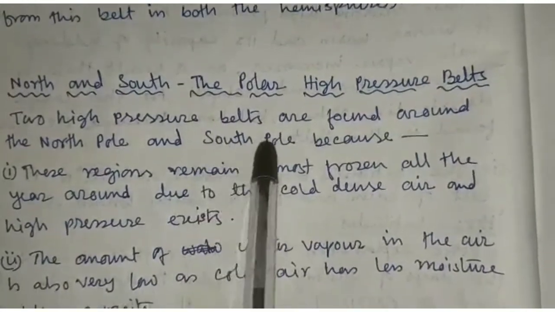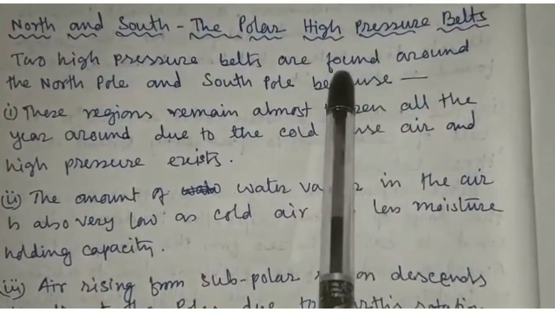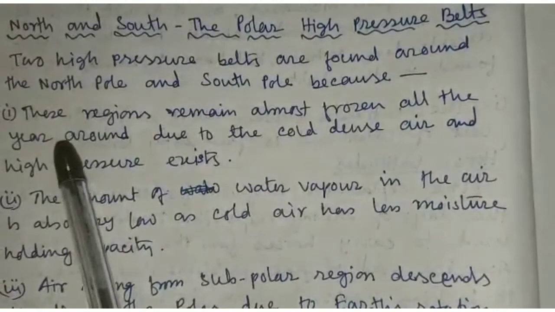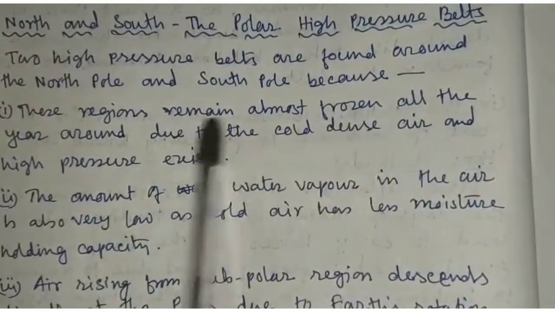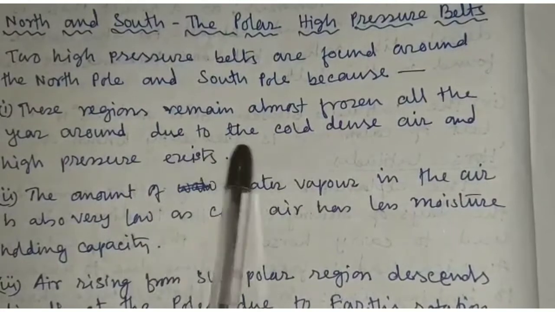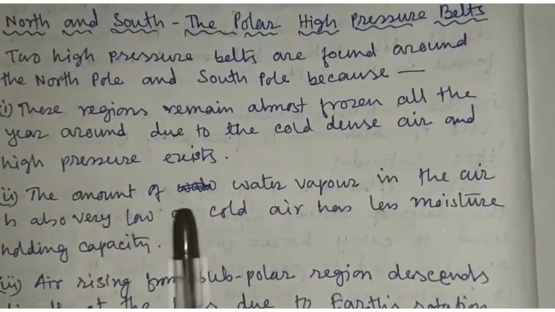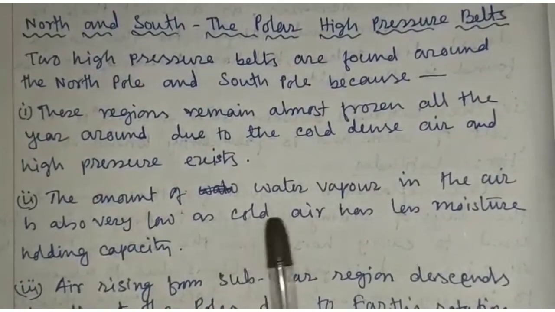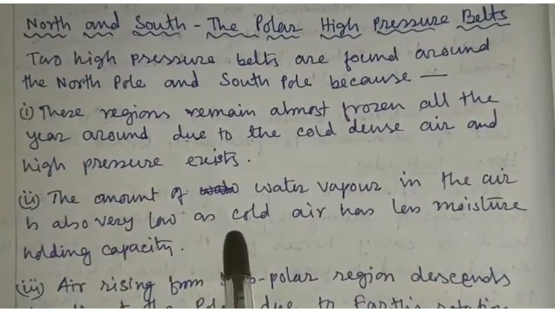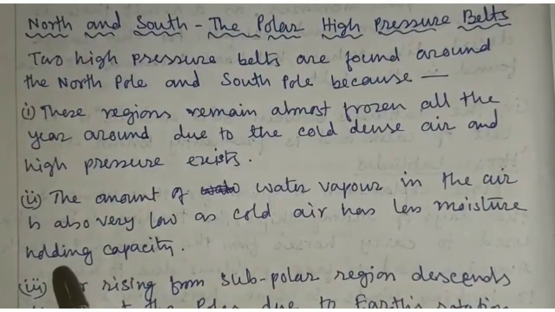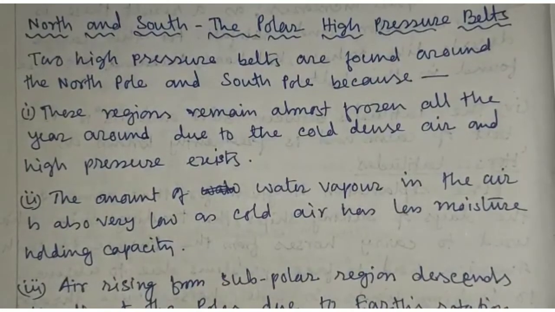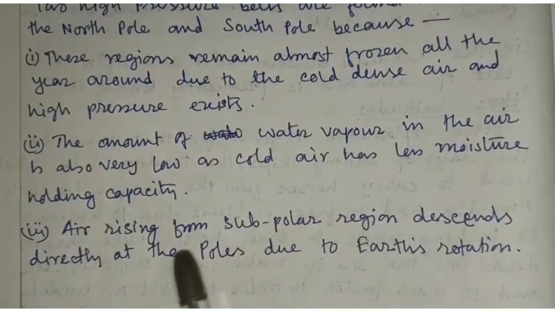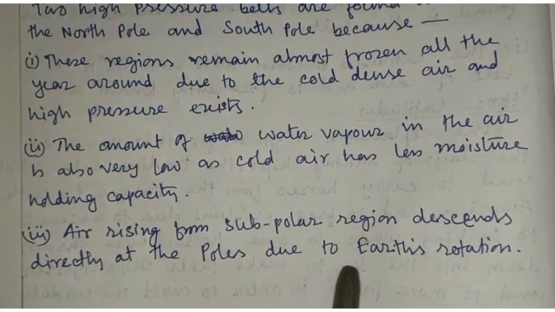Polar high pressure belt. Two high pressure belts are found around the north pole and south pole because this region remains almost frozen all the year around, due to which cold dense air and high pressure exist. Number 2, the amount of water vapor in the air is also very low and cold air has less moisture holding capacity. Number 3, the rising air from subpolar region descends directly at the poles due to the Earth's rotation.